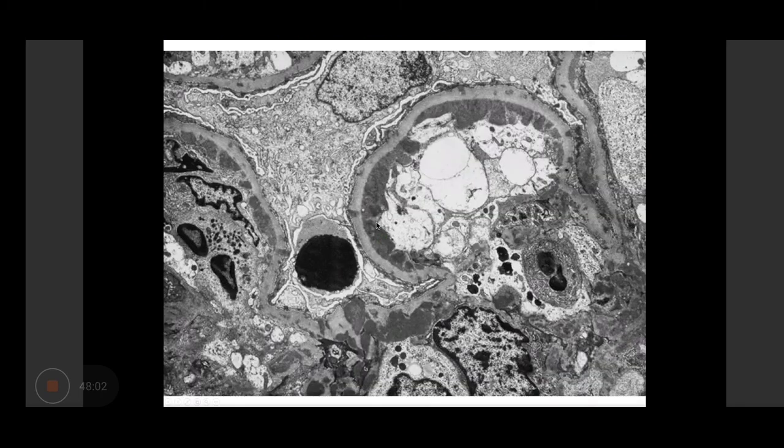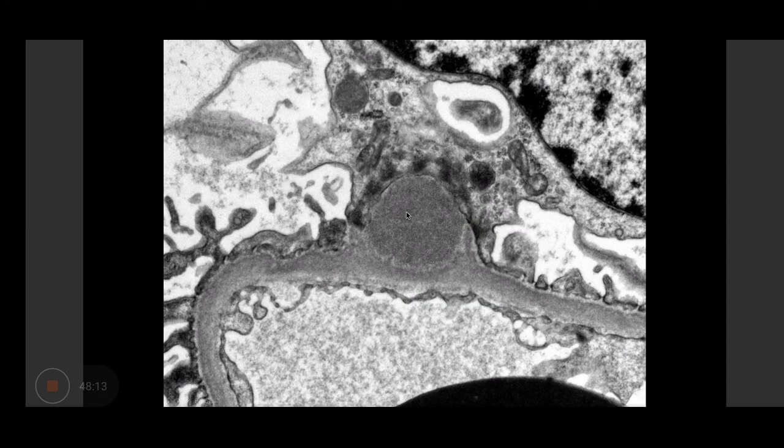On EM, you will see large electron-dense deposits. These are dark green in color, which are present on the inner surface of the basement membrane. And then occasionally you will see deposits which are present on the outer surface. These are just one or two, and you have to really search for them. And they always have epithelial humps. Again, these epithelial humps are a classical feature for post-infection.